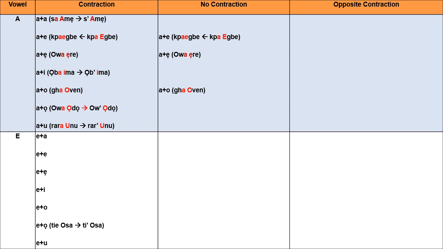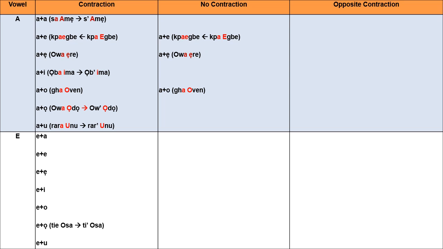Then we have A and I. Oba ima is an example. Oba is the Edo king, and ima is the subject pronoun or personal pronoun for our. So Oba ima, our Oba. It's a possessive pronoun in this case, ours. So Oba ima, but here it contracts, so it becomes Obima.